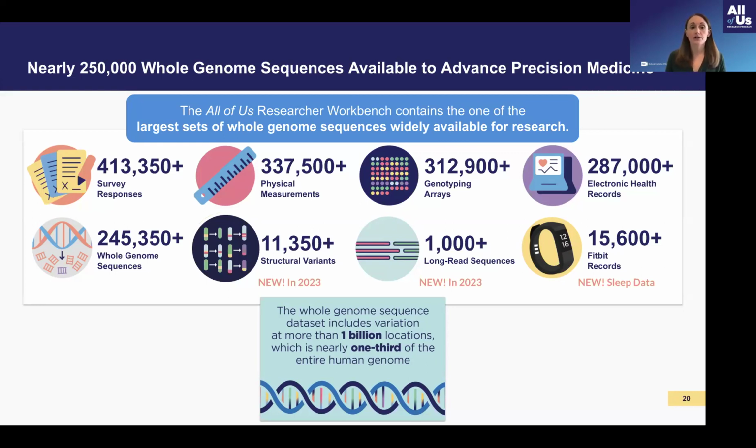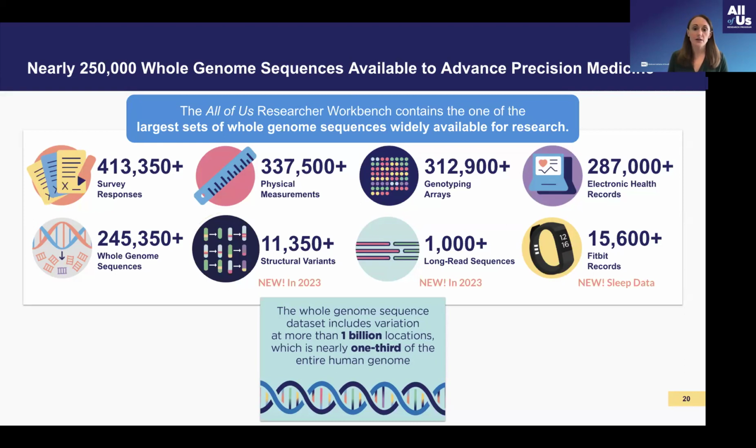survey responses from over 400,000 individuals, physical measurements from 337,000 individuals, electronic health records from 287,000 individuals, whole genome sequences on over 245,000, as well as some long read and structural variants within the genomic data set, and then almost 16,000 individuals with Fitbit records. Once we got all this data together, the genomics itself includes variation at more than 1 billion sites that have never been seen before, which is nearly 1/3 of the entire human genome.